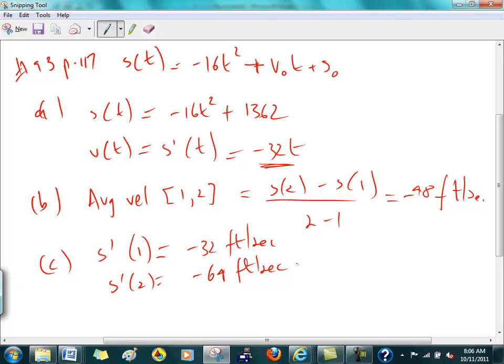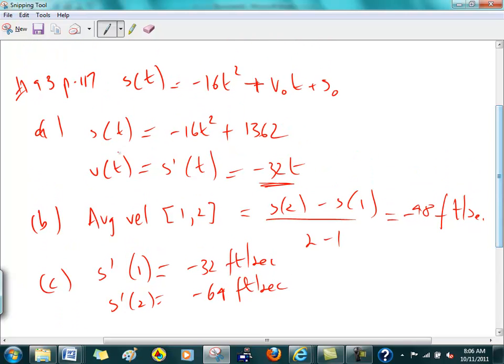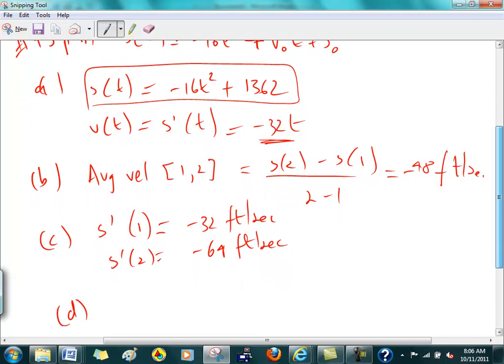All right, and part D, find the time required to hit the ground. Christian, here's your position function. When it hits the ground, what's the S value? 0, right? Because you're measuring from the ground up. So you're going to get 0 equals minus 16t squared plus 1362, and you guys know how to solve that. And then it wants you to find the velocity of the coin at impact. So whatever answer you get out of here, can you give me an answer on that?